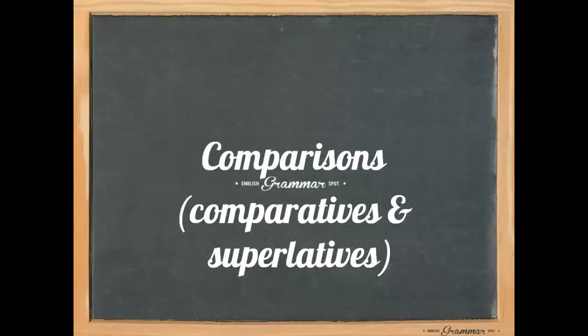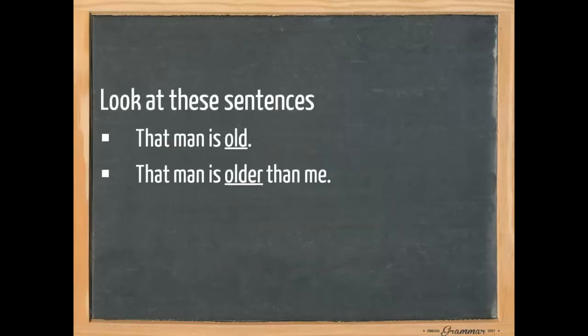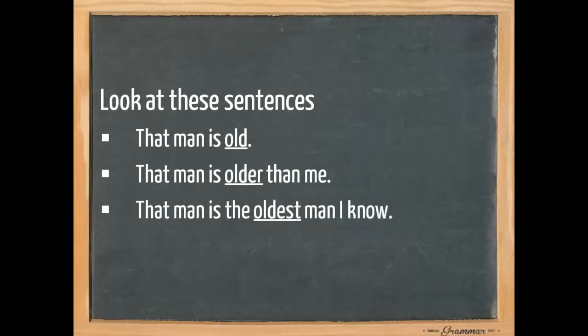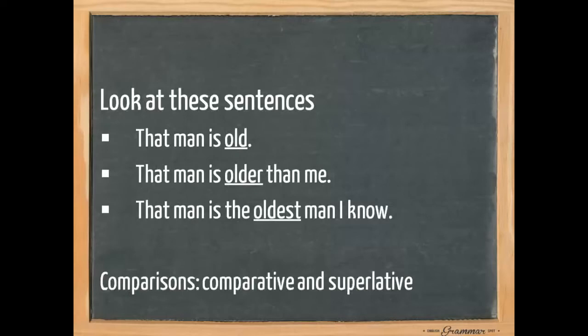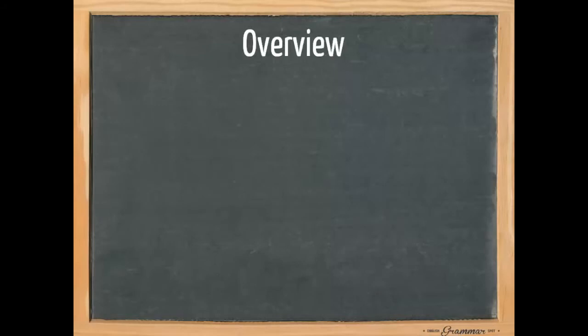This lesson is about comparisons. Look at these sentences. That man is old. That man is older than me. That man is the oldest man I know. The second and the third sentence are what we call comparisons. The second sentence is a comparative and the third sentence is a superlative. I'll explain more about these two terms later on in the video.